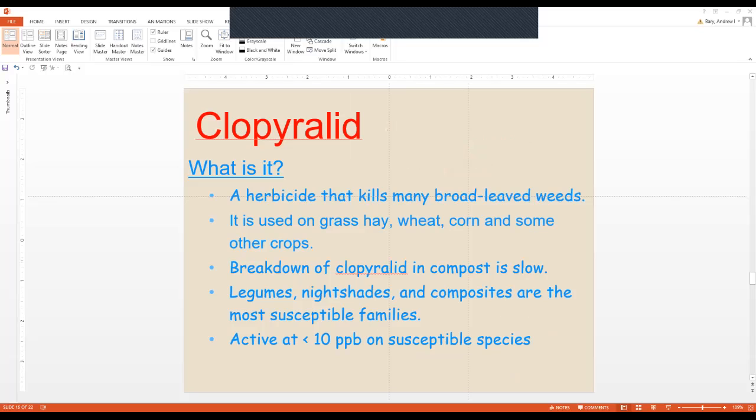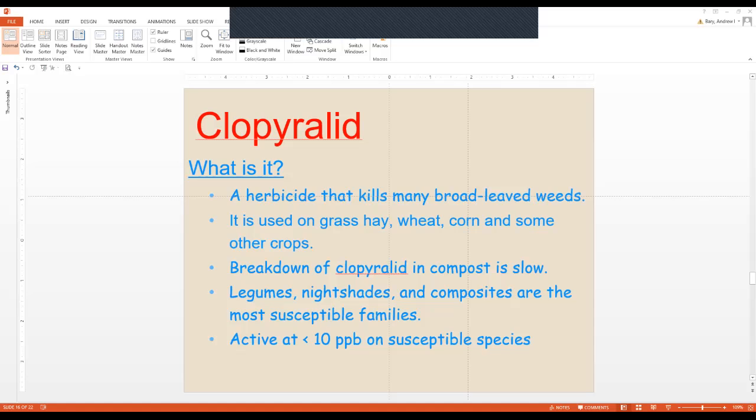Actually, a year doesn't go by that I don't get a phone call about clopyralid contamination somewhere within the United States. It's a herbicide that kills many broadleaf weeds, so it works very well on grasses, hay, wheat, corn, and some other crops. It won't kill those crops, but it will kill the weeds in those crops. There are two products in this family: clopyralid and aminopyralid. They're each registered on different crops, so you want to check to make sure.